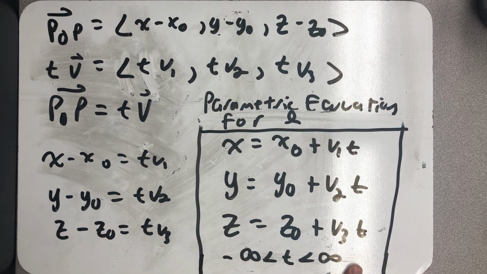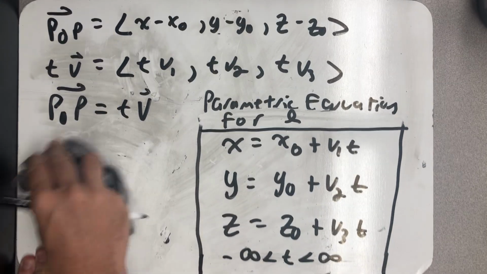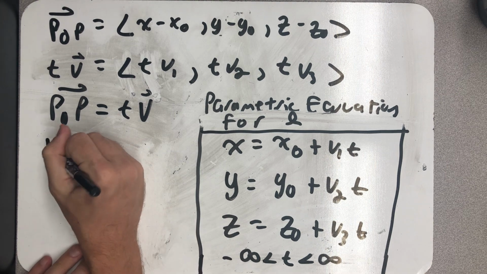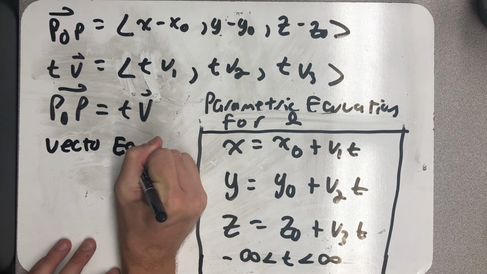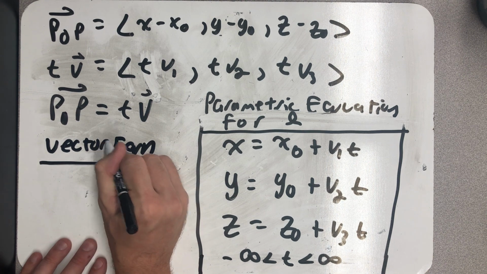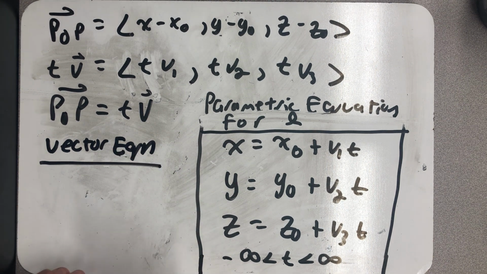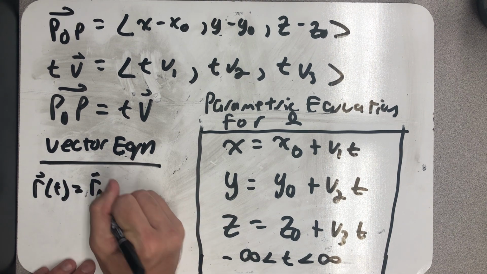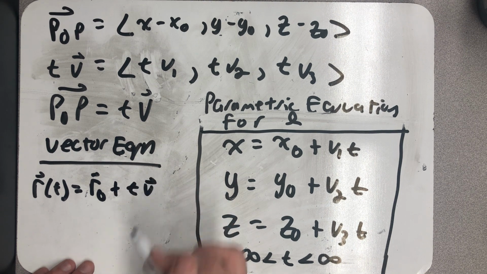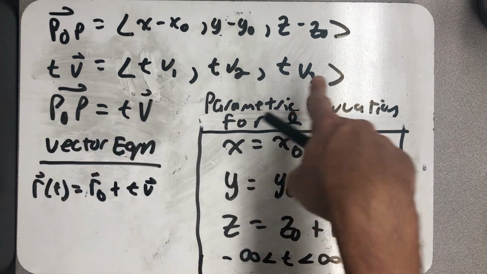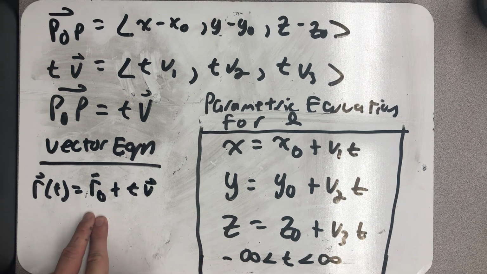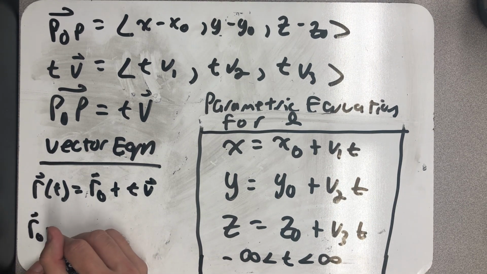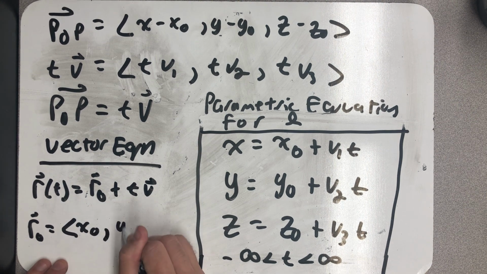We can actually write this down in a vector form too. The vector equation for lines in space. The vector r of t is equal to r naught plus t times v. Well, I know where the t times v comes from, right? That's this vector. r naught is what we call a position vector. r naught is the vector that points at P naught. So it's this vector.